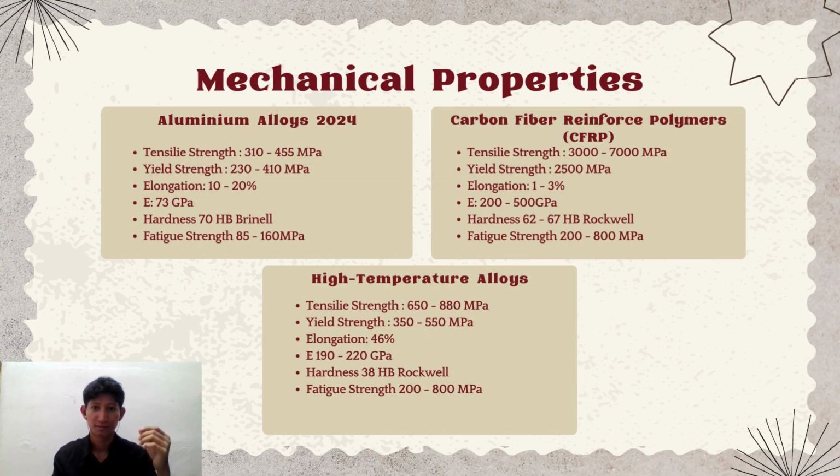Mechanical properties. First, aluminum alloy 2024. It has a tensile strength of 310 until 455 megapascal, yield strength of 230 until 410 megapascal, and it has an elongation of 10 to 20% and a Young's modulus, or modulus of elasticity, of 73 gigapascal. So, aluminum alloy 2024 has a hardness of 70 HB Brinell and a fatigue strength of 85 until 160 megapascal. For carbon fiber reinforced polymers (CFRP), it has a tensile strength of 3000 to 7000 megapascal.